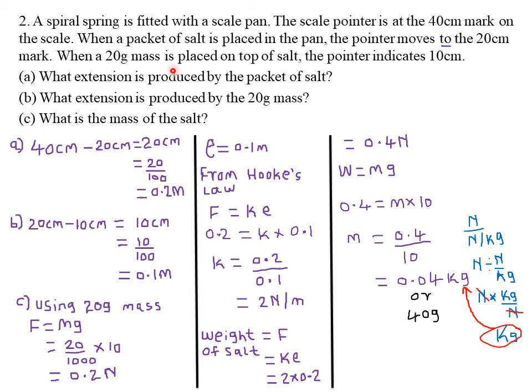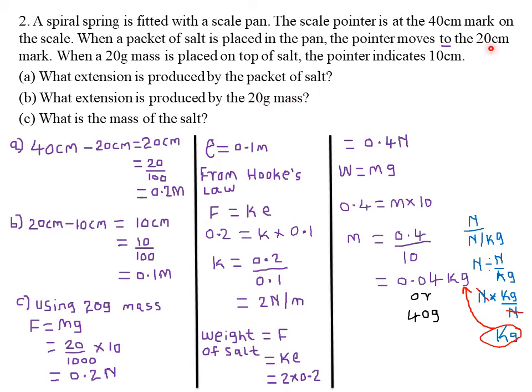Now we are adding a 20 gram mass on top of the spring with the scale pan and the salt. So for this case, before we added the 20 gram mass, the initial reading of the spring is 20 centimeter. Now when we add a 20 gram mass, the spring pointer indicates 10 centimeter, or it moves to 10 centimeter. So the spring has been stretched, due to the 20 gram mass that is added, by 20 centimeter minus 10 centimeter. So the extension is produced by the 20 gram mass.